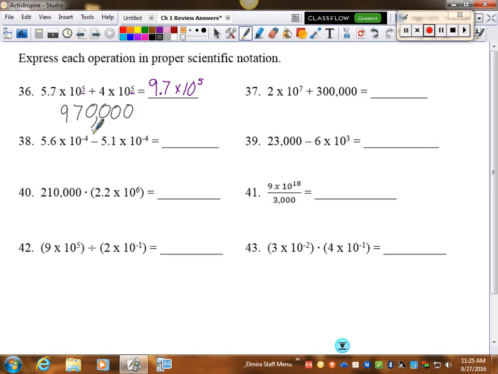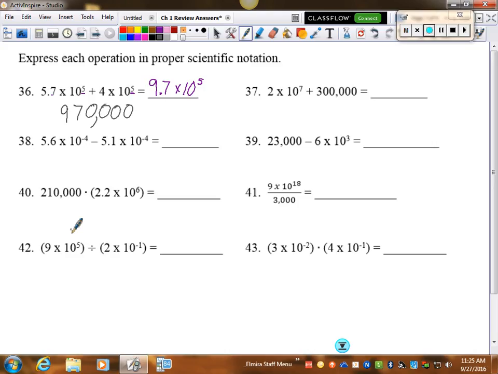Okay, this next one is 5.6. These also have the same exponent, but the shortcut's not going to be too helpful because 5.6 minus 5.1 is 0.5, and that's not a single digit number in front of the decimal. So I'm probably going to play it safe and use the calculator.